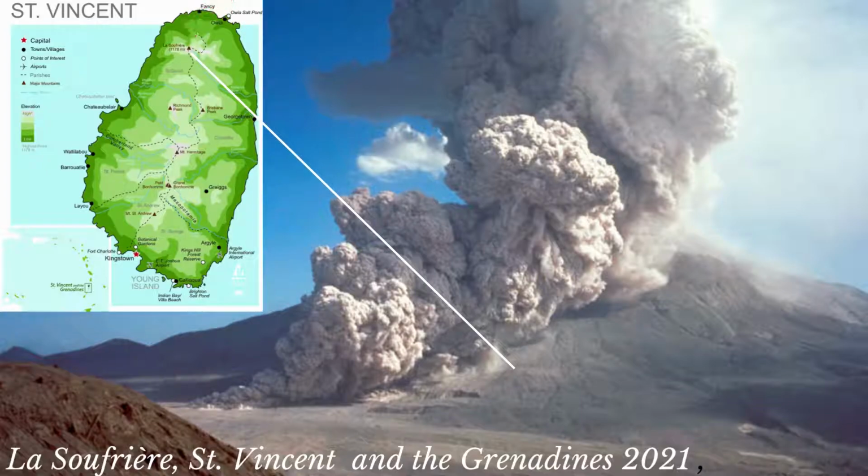One of the most recent examples of this type of eruption occurred on April 9th, 2021 from La Soufrière located in the northern section of St. Vincent and the Grenadines. The eruption also involved powerful pyroclastic flows.